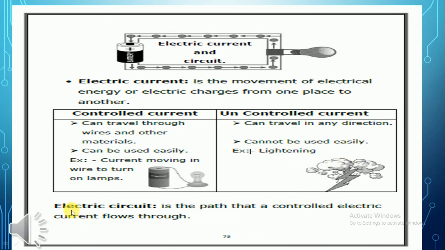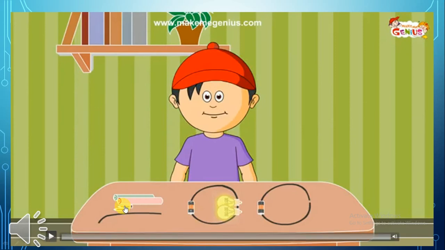So let's talk about electric circuit. Electric circuit is the whole shape here. This part is electric current, inside the wires, but all this shape is the electric circuit. Electric circuit is the path that a controlled electric current flows through. Okay guys, let's watch this nice video to know more about electric circuit.